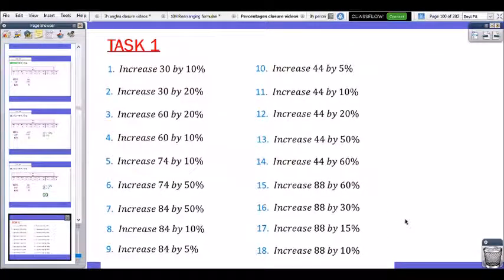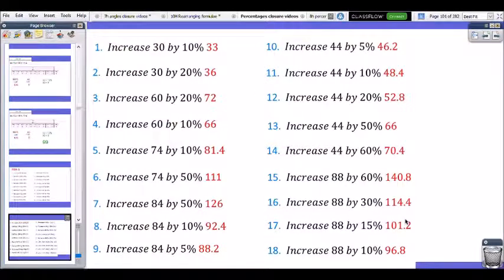Okay, so at this point, please could you pause the video and have a go at task 1 on your worksheet. And these are your solutions to task 1.